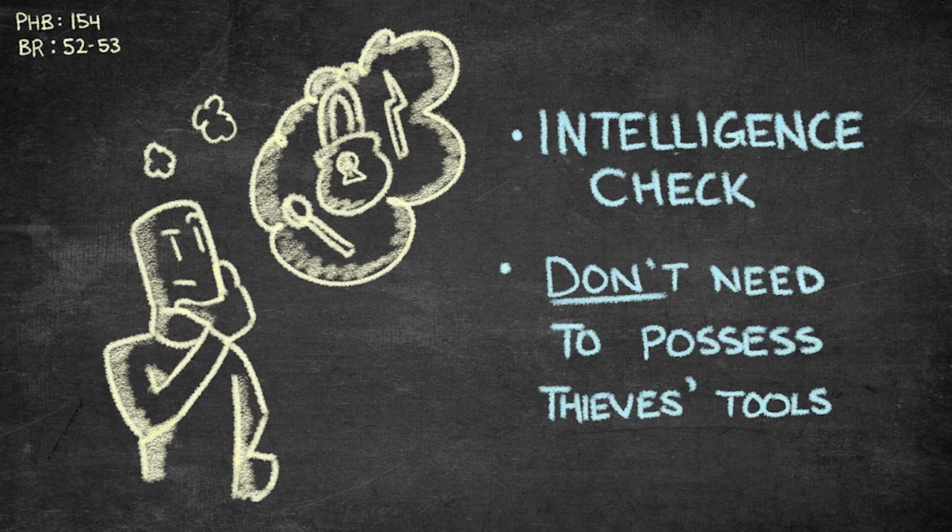On the other hand, if you're trying to recall information about how locks work, your DM could tell you to make an intelligence check associated with thieves' tools. In this situation, you don't need to physically own thieves' tools. In both of those examples, if you were proficient with thieves' tools, you would get to add your proficiency bonus to those rolls.